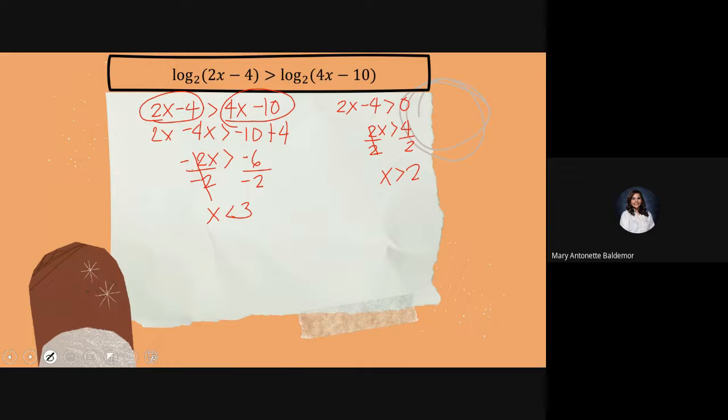Okay, next one, we have 4x minus 10 greater than 0. So 4x greater than transpose 10. So this will become positive 10. Divide both sides by 4. So we have an x that is greater than 5/2. Okay, so using the number line, we will plot again the x values that we got.